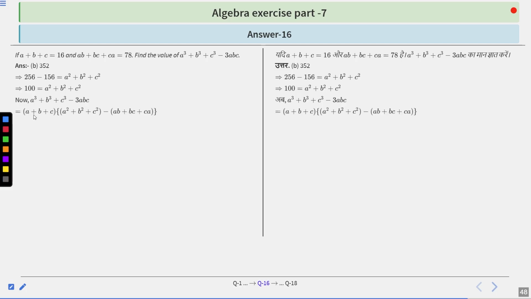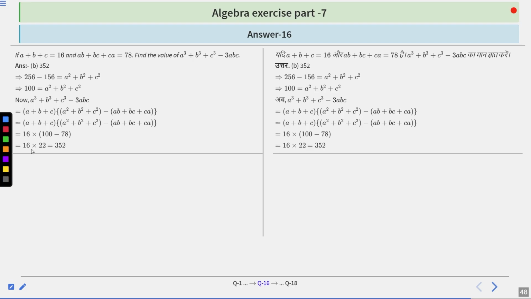That can be written as (a+b+c) times (a²+b²+c² − (ab+bc+ca)). Therefore, (a+b+c)(a²+b²+c² − ab − bc − ca). a+b+c was 16, a²+b²+c² was 100, and ab+bc+ca was 78. So we have put the values of all the variables. So 16 into (100 − 78), which is 22. So 16 into 22 is equal to 352. Option number B is the correct answer.